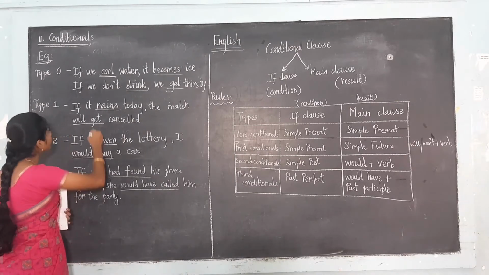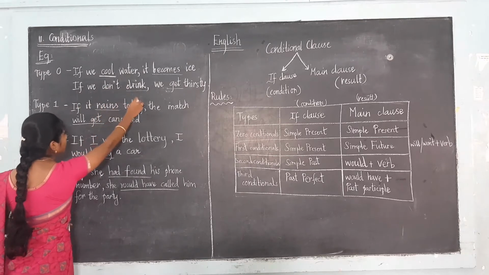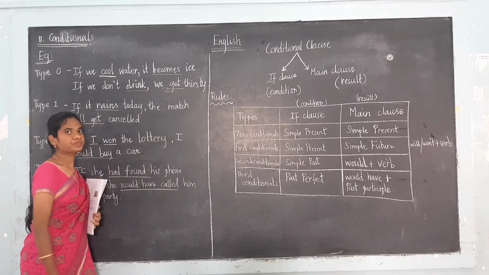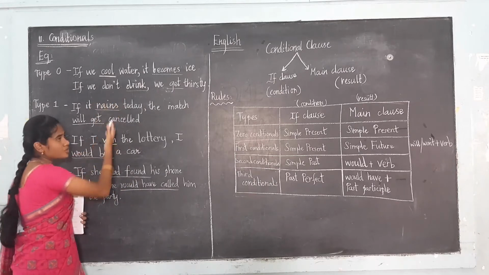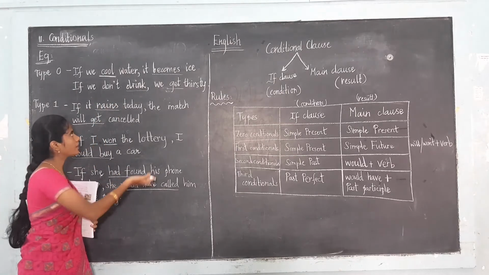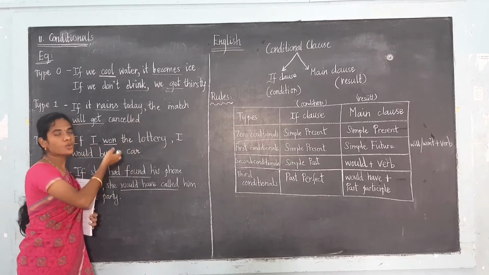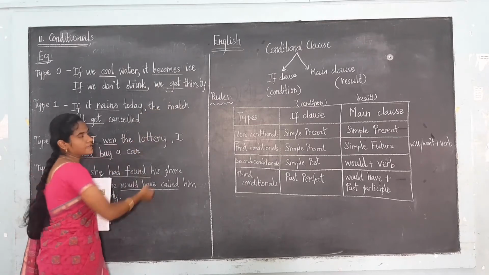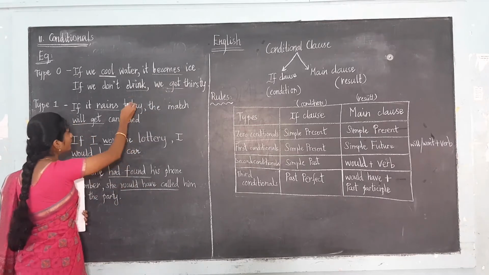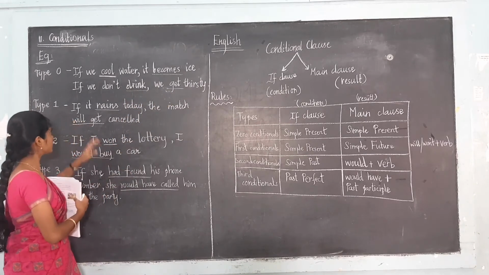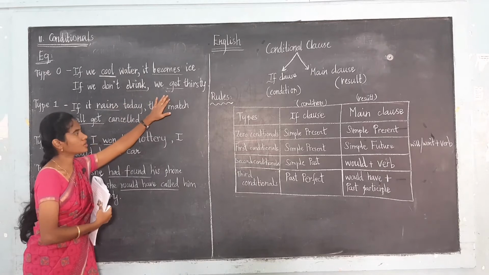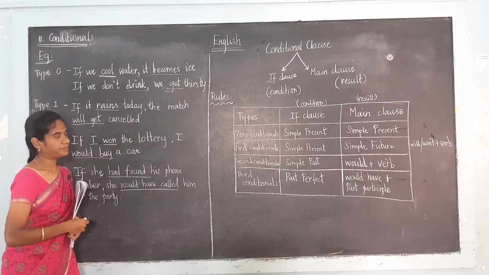See the next one, if we don't drink we get thirsty. So it is a real condition. What is a real condition? If we don't drink, it is a real condition and it has its real results. What is the result? We get thirsty. Okay, see the structure we have written, simple present and simple present. The if clause is in the simple present and the main clause is also in the simple present.